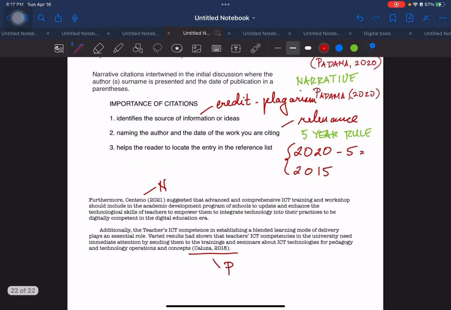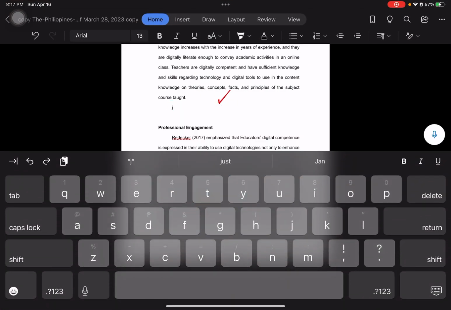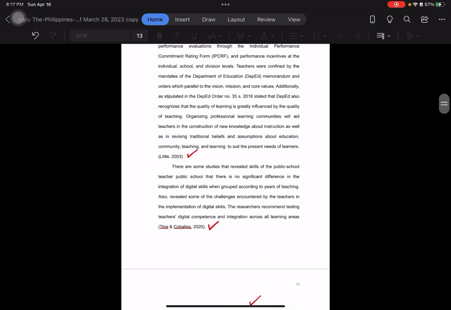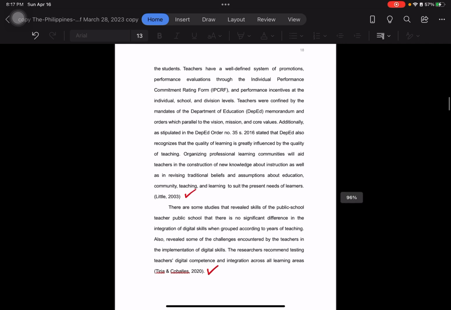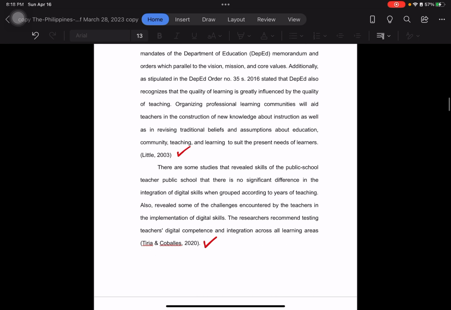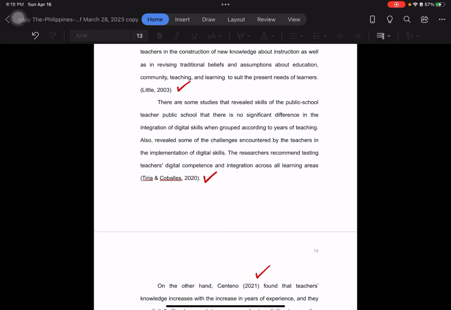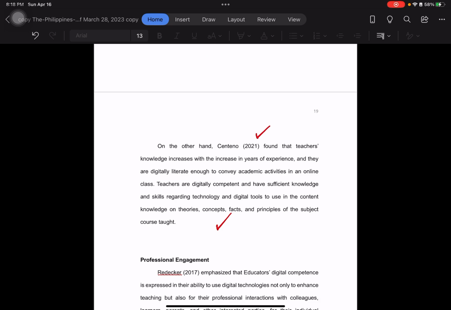Okay. Again, I have another example or set of examples that I prepared. So here, you can see that there are already red marks that we can use. Here, we can see examples of an actual manuscript wherein the citations that we discussed are presented. So you have Little 2003, which is located at the latter part of the discussion. And then we have two surnames of authors. This is Tria and Cobalius 2020. And then we have another, wherein the first one, Centeno 2021, is included in the discussion.